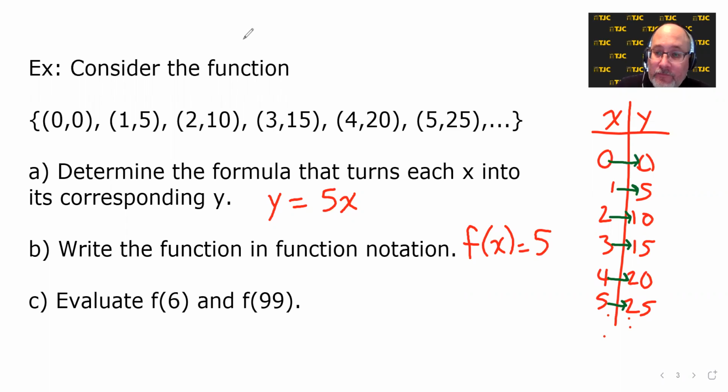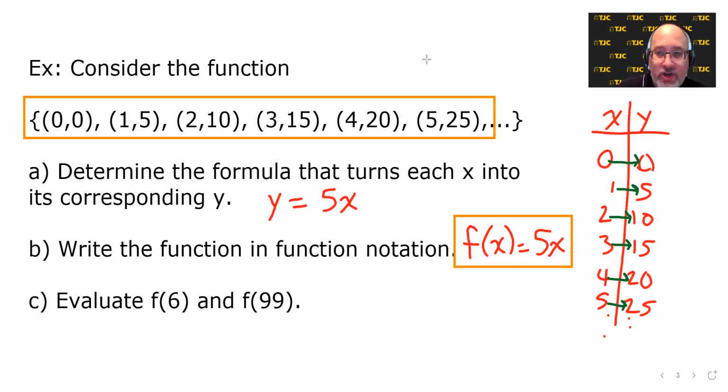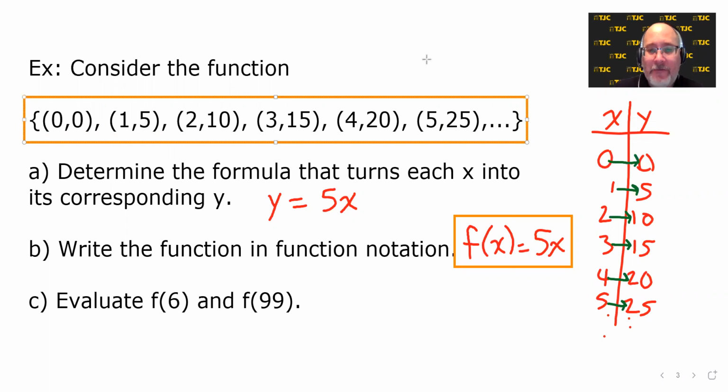And this, which I'm about to put a box around, is the function notation for this relation, assuming that the pattern continues indefinitely. And now that we have the function written in function notation, f of x equals 5x, we can evaluate the function at other x values.